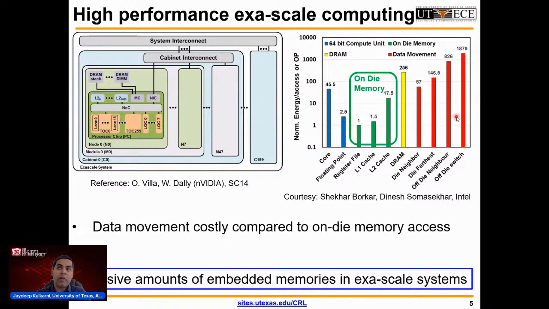As we go farther and farther away from the on-chip memories, you can notice in these red bars that it takes more and more energy to bring data all the way from a farther location of the system onto a given processing unit. So the point here is that in this exascale system, data movement is costly compared to on-die memory access. And in the future, if we need very energy efficient exascale systems, then we would need massive amounts of embedded memories for such next generation systems.